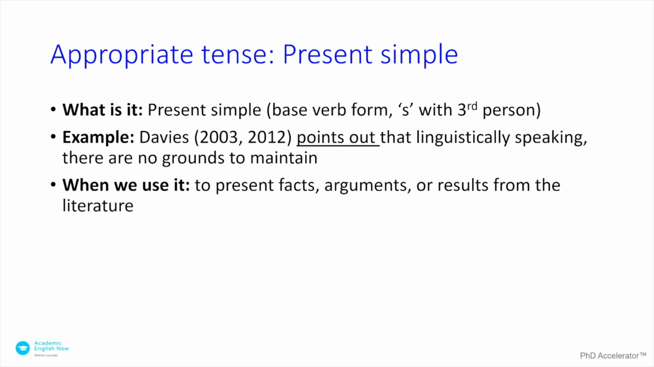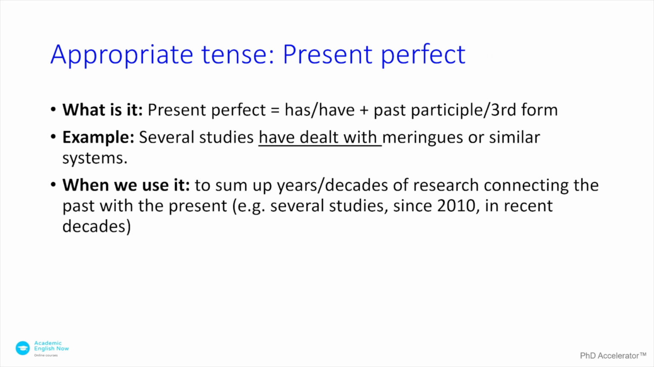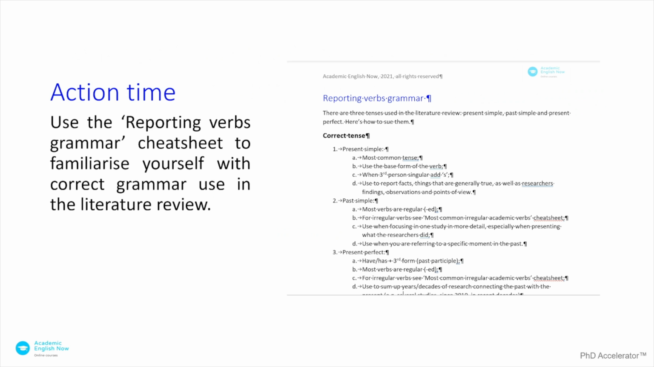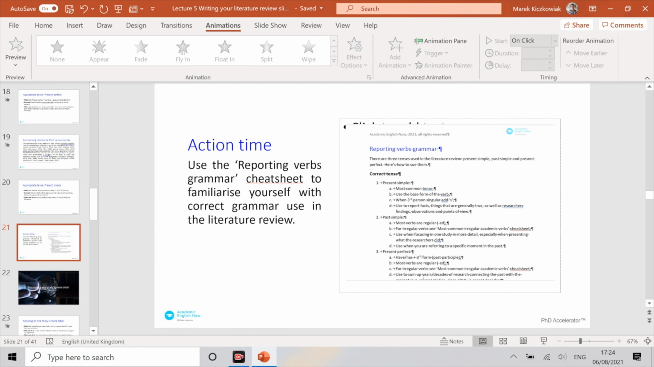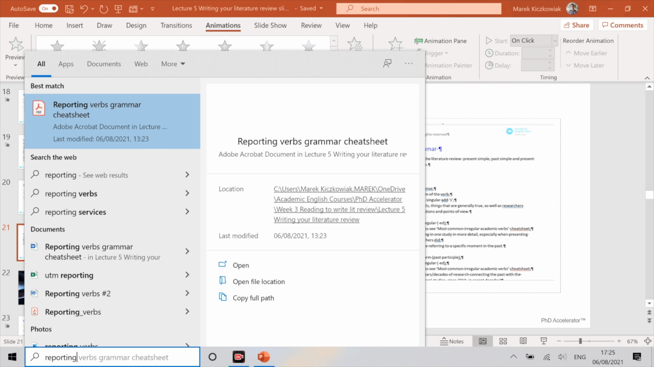In like 90% of the cases, apart from this specific use of present perfect that I showed you here, for everything else, we are using present simple, right? So that will make your life very, very easy. So now, to further consolidate it, I prepared for you a cheat sheet. It's called Reporting Verbs Grammar Cheat Sheet, to help you familiarize yourself with the correct grammar use in the literature review. And it's available for you in the resources section for you to download.